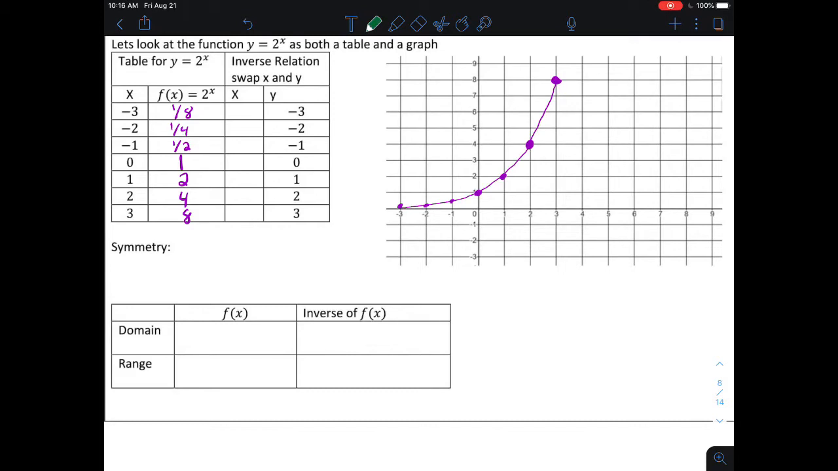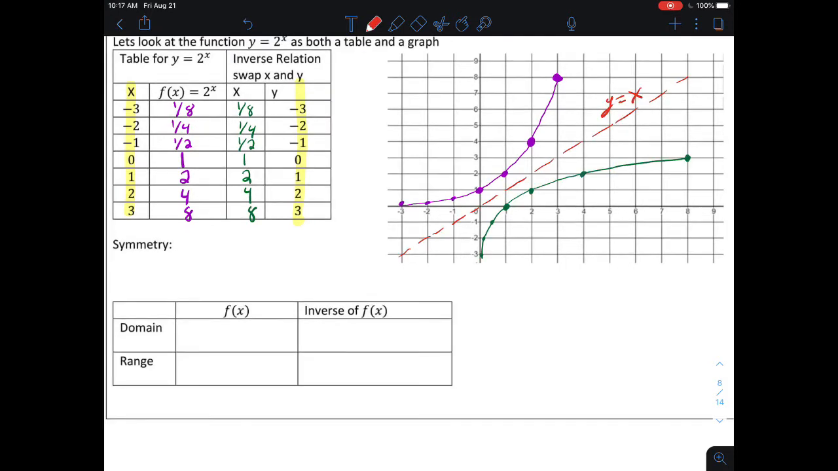All right, so now we have the graph of y equals 2 to the x plotted to the right there in purple. And now I want to go through and fill in an inverse relation table from the table we have for y equals 2 to the x. And remember what happens. We swap our x's and our y's. So the x's for f of x become the y's for my inverse relation, and the y's for f of x become the x's. And then we're going to graph.